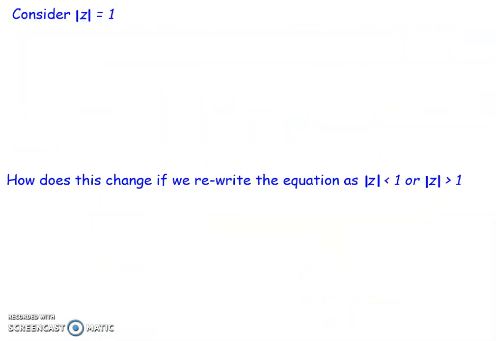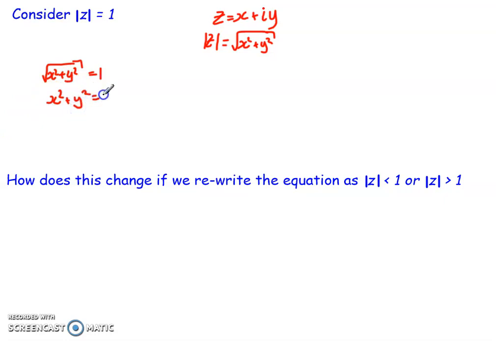Well, let's stick with the simple example we talked about there. Let's consider modulus of z equals 1. Now remember, our standard format for z, our complex number, we said was x plus iy. And we said modulus of z was equal to the square root of x squared, so the real part squared, plus the imaginary part squared, y squared. So modulus of z equals 1 literally means that the square root of x squared plus y squared equals 1. Now if I square both sides to get rid of the square root, what I can then say from that is that x squared plus y squared equals 1.